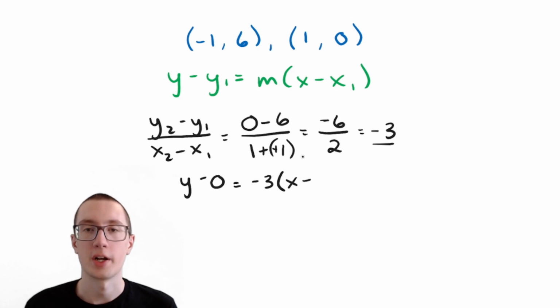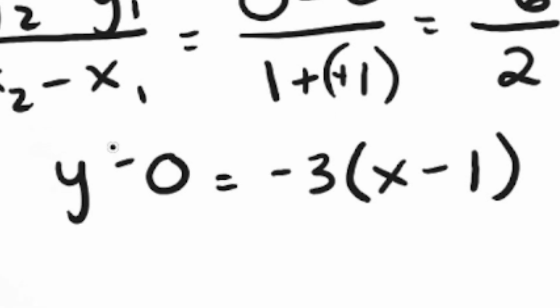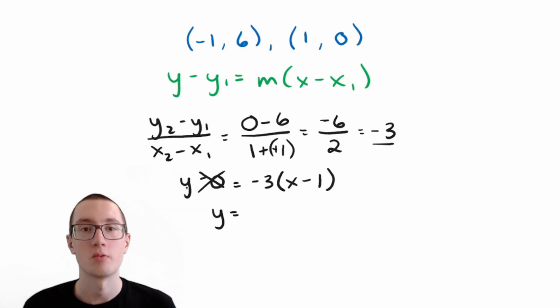X stays the same. Remember, x and y are going to stay the same in every equation. And then x1, we have to do the same point we used last time. So remember this one. We'll do the x of that point, which is 1. So you may notice that this -0 here isn't doing anything, so we can actually just cross this out. And we now have y by itself. But we still need to simplify this down with the distributive property.